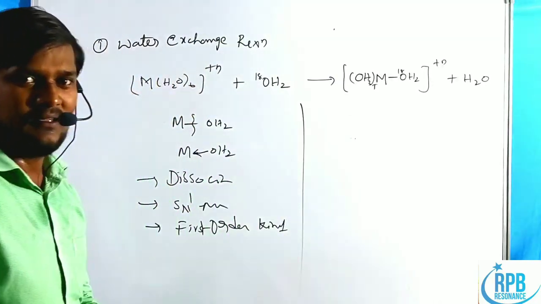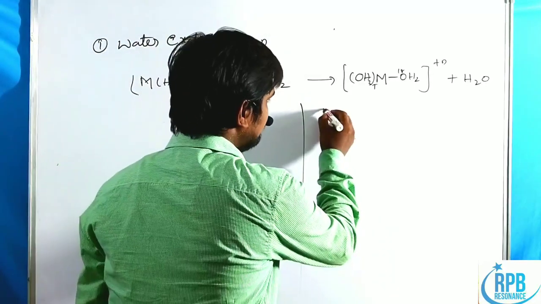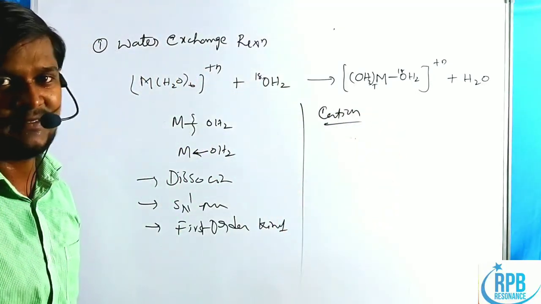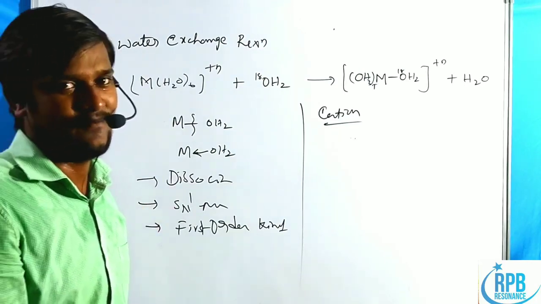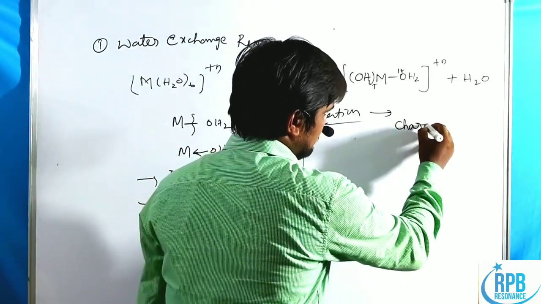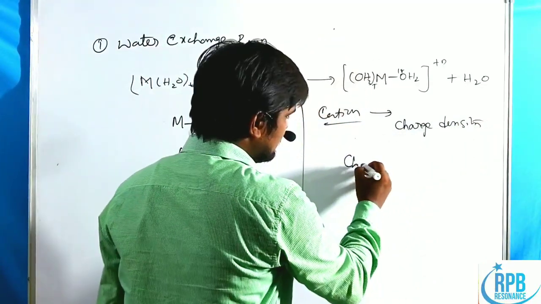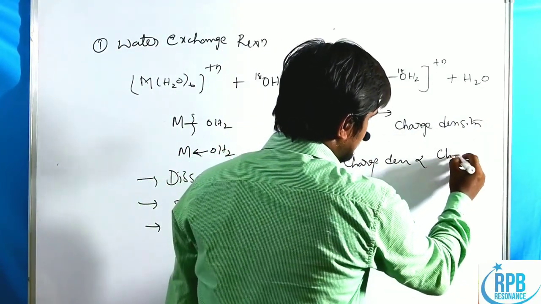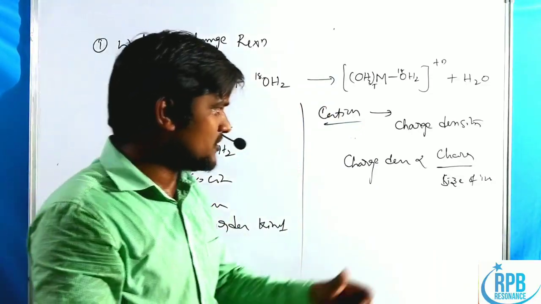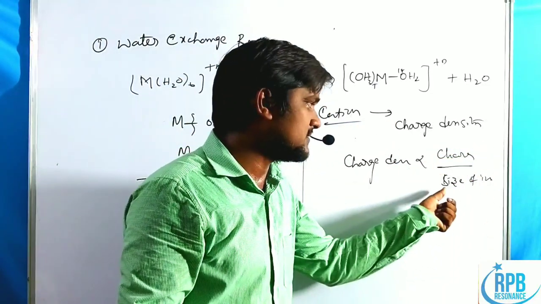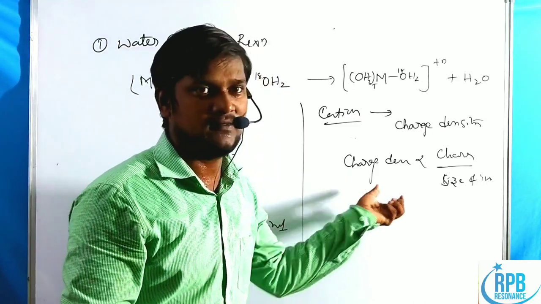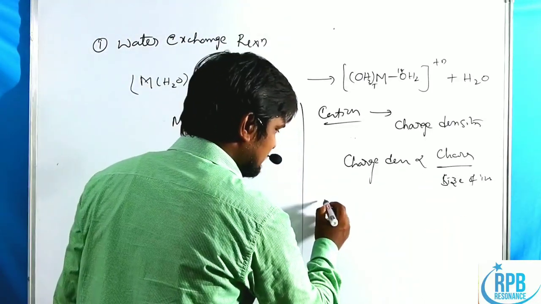Sometimes CSIR and GATE frame questions like this: different types of cations are given, and among the following cation aqueous complexes, which one has the faster water exchange? Here the water exchange will depend upon the charge density. Charge density is directly proportional to the charge and inversely proportional to the size of the ion. If charge on the complex increases, charge density increases. If the size of the ion increases, charge density decreases. This is the general phenomenon.